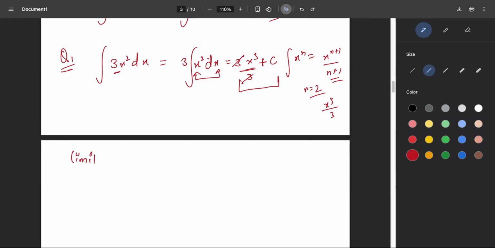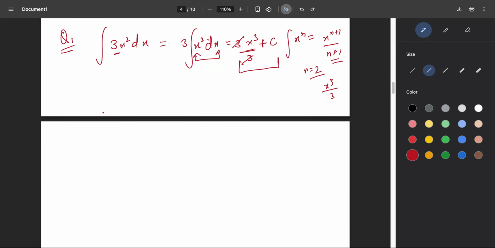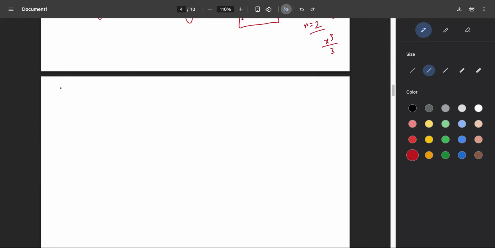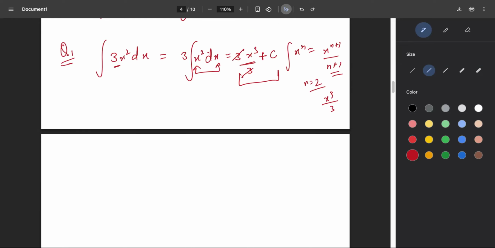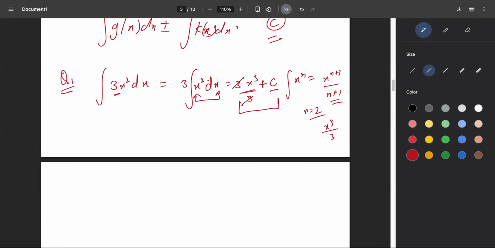Right now we are doing integration without limit. When we do integration without limit, that is called indefinite integration. When we do it with the limit, that is called definite integration. We are supposed to add a constant in the case of indefinite integration.